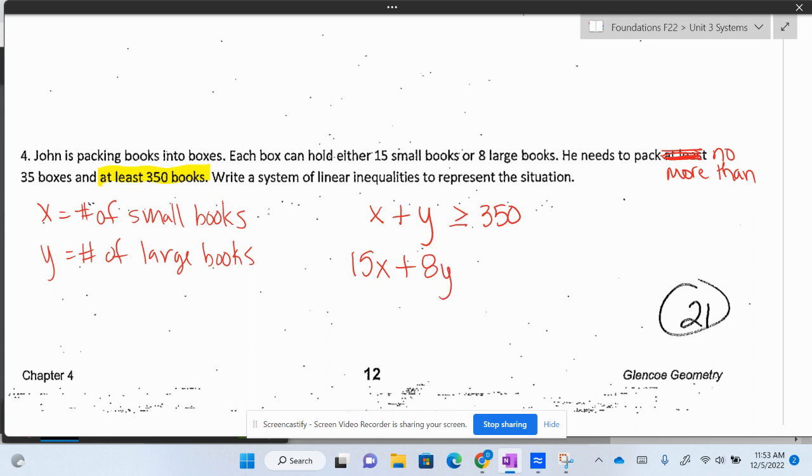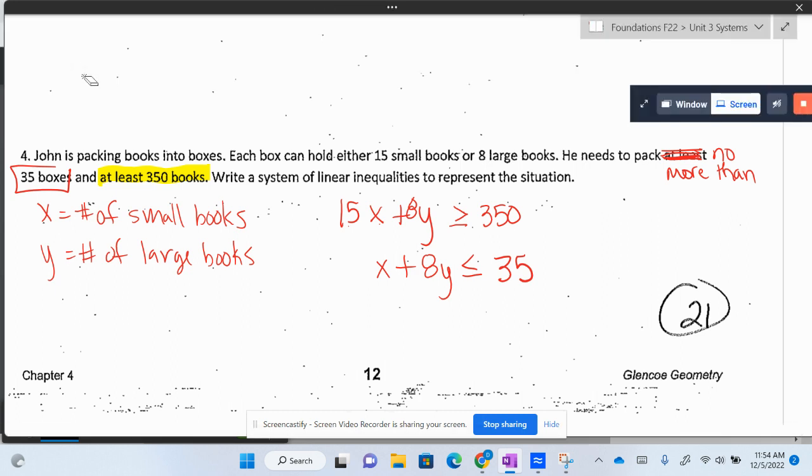No more than, less than or equal to. How many boxes? 35 boxes. Okay. We have this backwards. This should be 15x and 8y number of books, because there's 15 books in one box, 8 in the other. And then this should be, I thought that was weird, sorry, x and y is less than 35. Put your coefficients on the other one. Sorry about that, guys and gals.